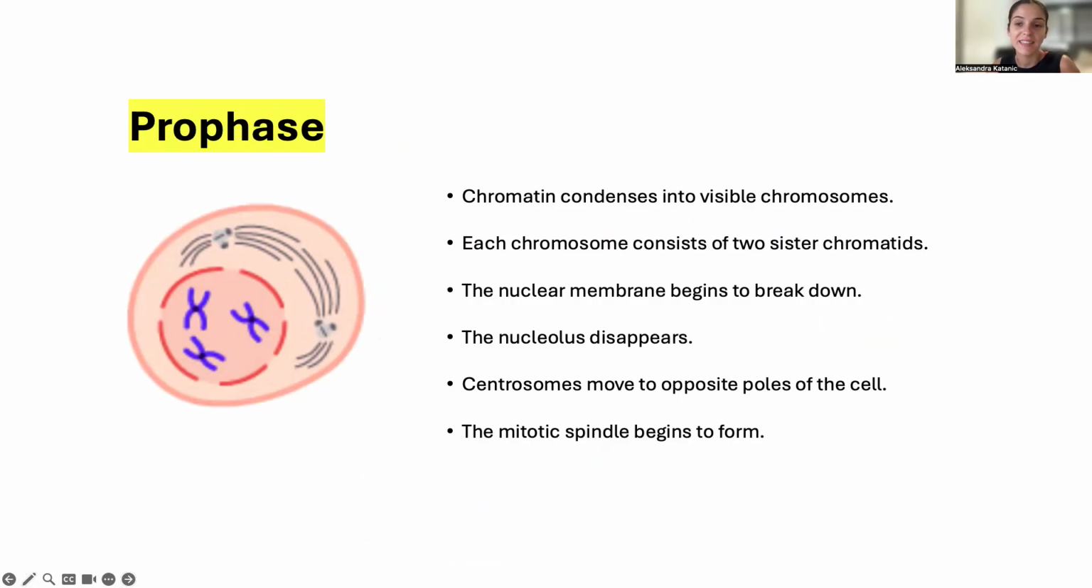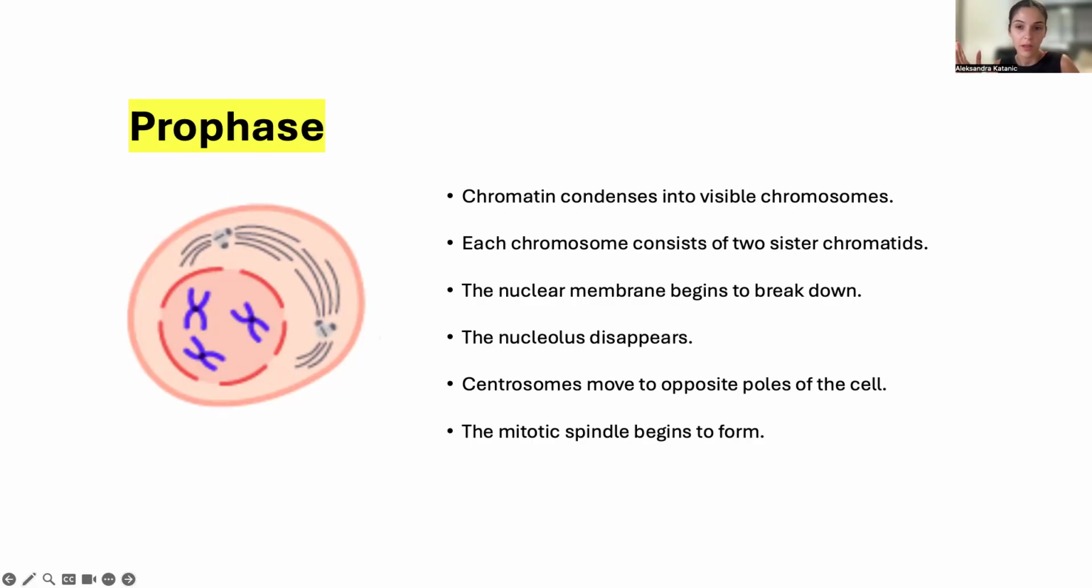So chromatin condenses into visible chromosomes. This happens because tightly packed DNA is easier to move without breaking, right? It prevents tangling and it allows accurate separation of sister chromatids later in anaphase. Okay. Each chromosome consists of two sister chromatids. This is because DNA was replicated in S phase, as we spoke about, and having identical copies ensures that each daughter cell receives a complete and identical set of genetic information, because remember, the end product is two identical daughter cells. The nuclear membrane begins to break down.